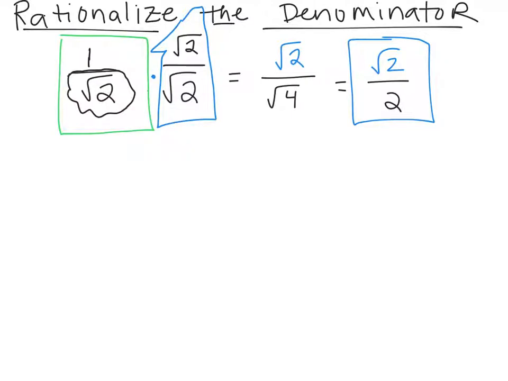And why, you might wonder, would we want to do that? Well, back before we had calculators, it was easier to do this problem if you take the square root of 2, and people had that memorized, so they knew that's about 1.4, and dividing that by 2 is an easier problem than taking 1 and dividing it by square root of 2.